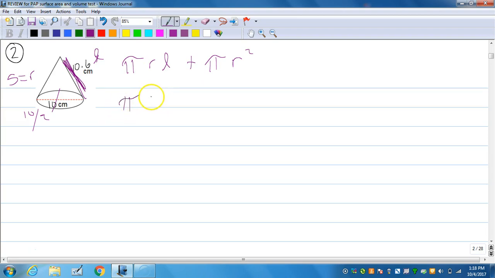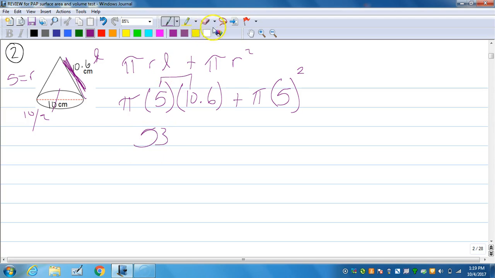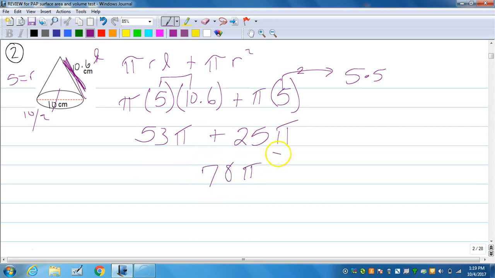Pi is pi. The radius is 5 times L, which is 10.6, plus the pi symbol, and then the radius was 5 squared. Multiply 5 times 10.6, and it gives you 53. Bring down the pi symbol, plus 5 squared means 5 times 5, which is 25. Then you add 53 plus 25, and it gives you 78 pi.